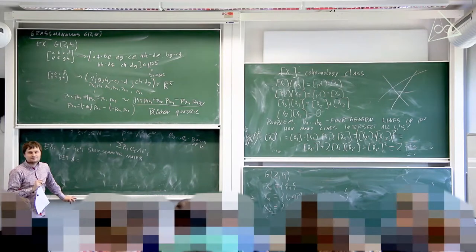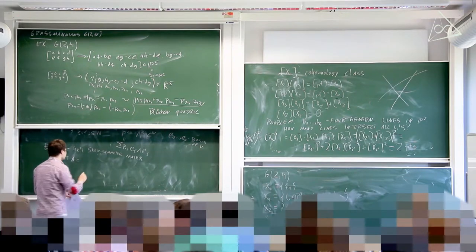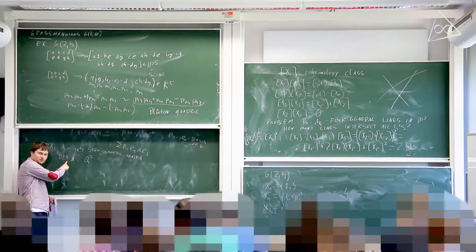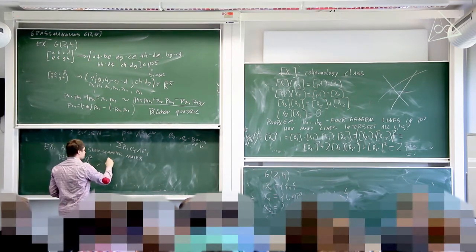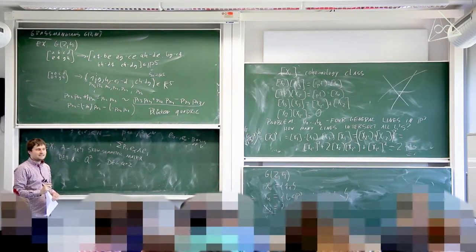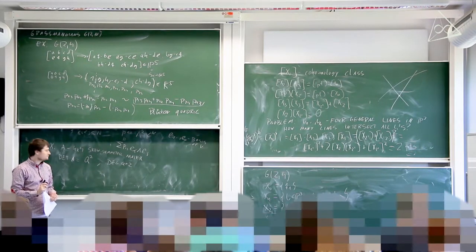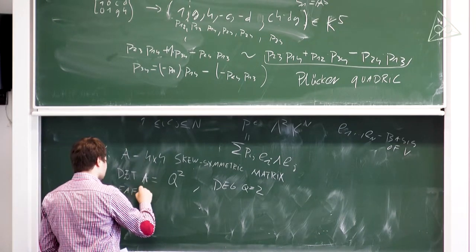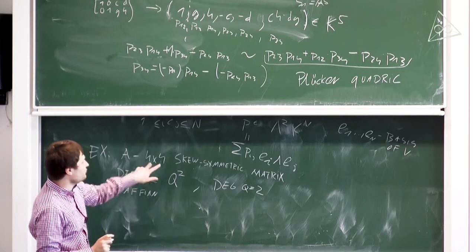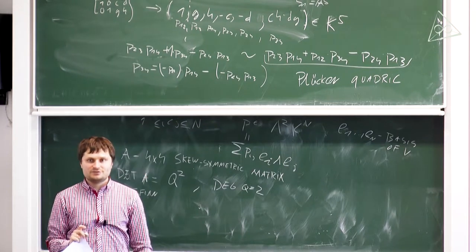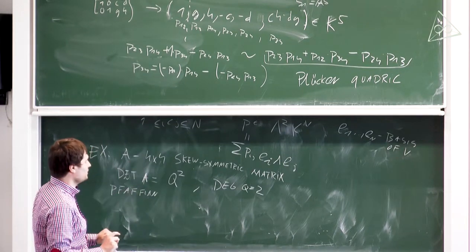So the determinant of an even skew symmetric matrix happens to be a square of a polynomial. So this is of degree 4, so Q is of degree 2. And this is known as the Pfaffian. I write it on a 4x4 example, but this is general for even sized skew symmetric matrices. But let's focus on this 4x4 example.